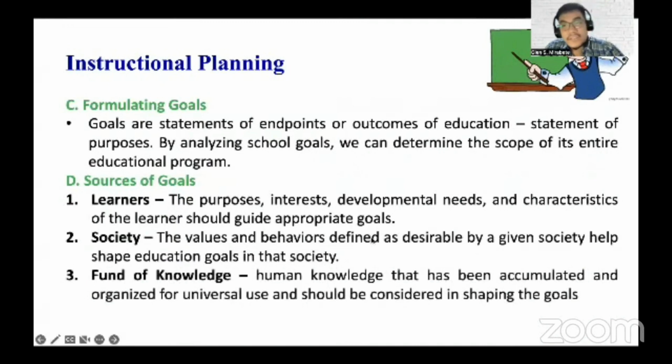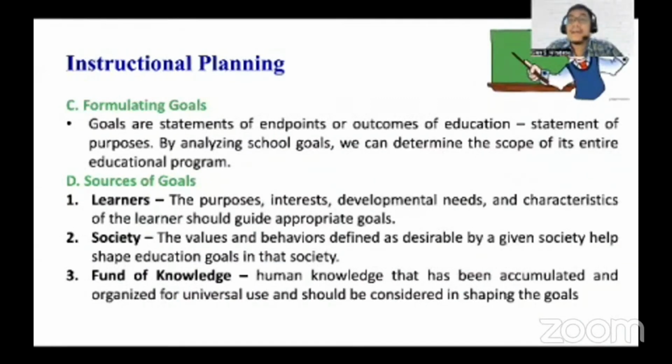And lastly, for the sources of goals, we have here the fund of knowledge, human knowledge that has been accumulated and organized for universal use and should be considered in shaping the goal. So just like what I mentioned, the timeless values, traditions, and the basic knowledge that students must know to solidify their upcoming knowledge, the next knowledge that they need to learn.